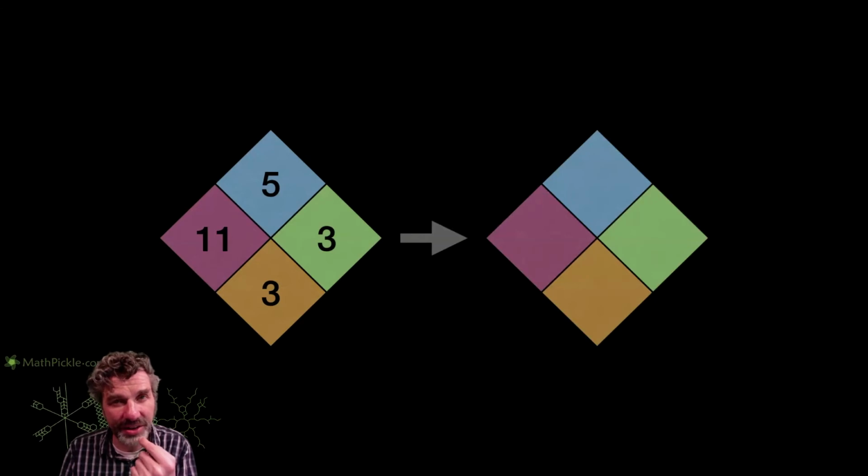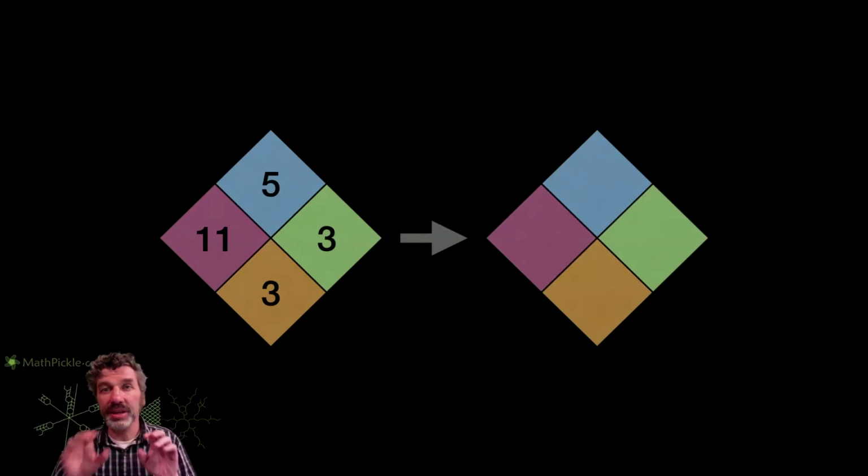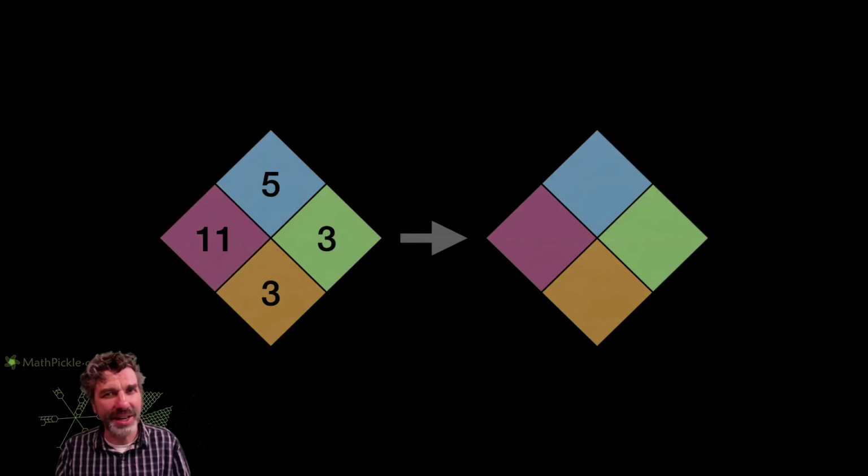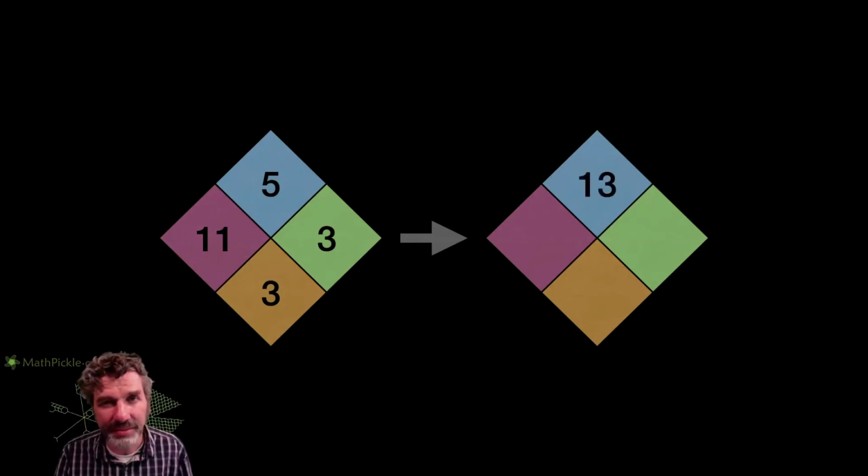So that 5 at the top, what's going to happen with that? Well, purple 11 minus the green 3, that's going to be 8. So it's 5 plus 8 or 5 minus 8? What's it going to be? Well, of course, 5 minus 8 is negative. We don't touch that, so it's 5 plus 8. We're going to get to 13.